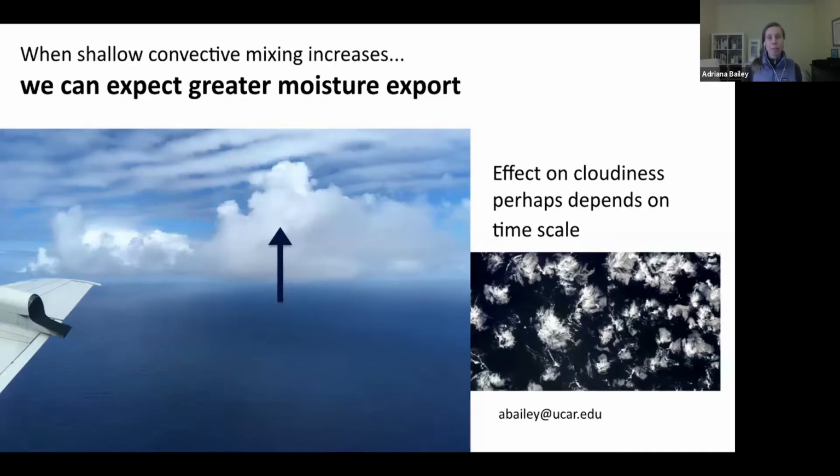When we look at the Eureka data that we took on the NOAA P3 aircraft, we don't see a reduction in cloudiness. In fact, we're seeing more cloudiness when shallow convective mixing is stronger. But when we look at the satellite results, we do see something a little more consistent with this picture of a reduction in low cloud fraction as shallow convective mixing increases.